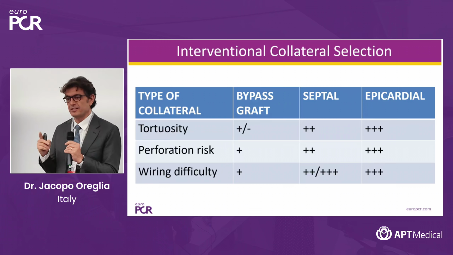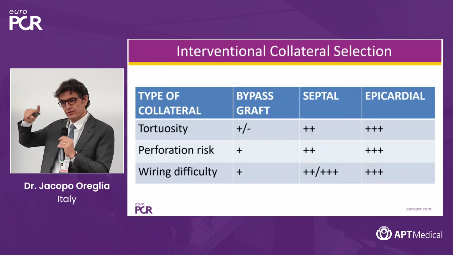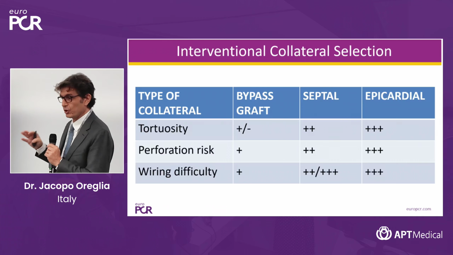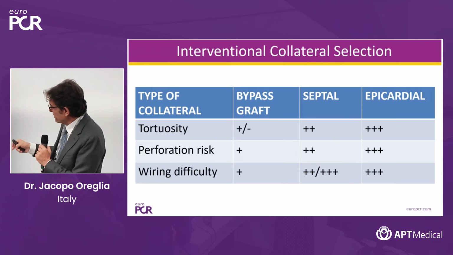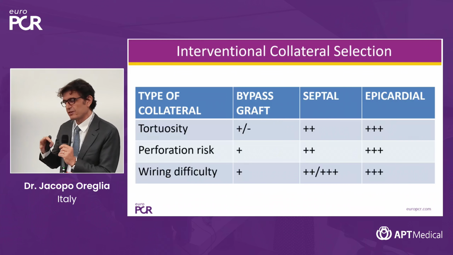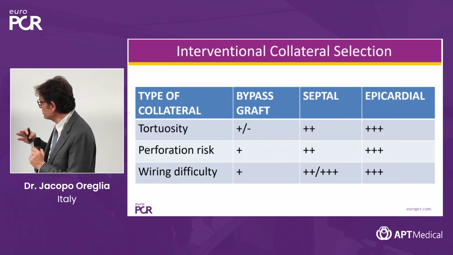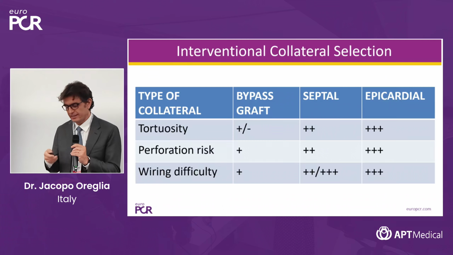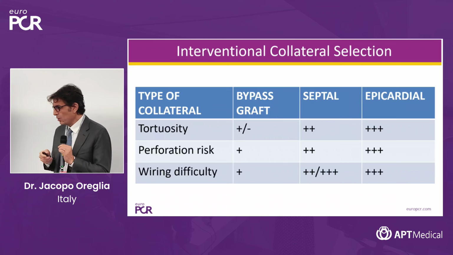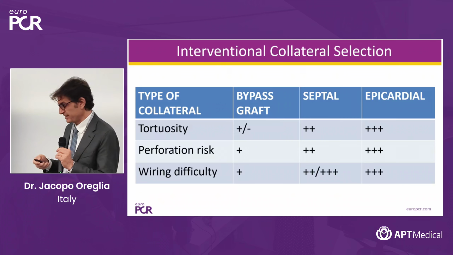Actually, the first retrograde CTO, described in the 90s, was through a retrograde saphenous vein graft to the LAD. And we can use bypass grafts that are open or occluded. It's not a problem. Of course, there are differences, but the most important thing is that the perforation risk, actually the tamponade risk which goes with the perforation, is very high for the epicardial. That's why they are very dangerous, and we always have to be very careful when managing epicardial. While this is not so true for the septal, that may be difficult to cross, but they are pretty safe.